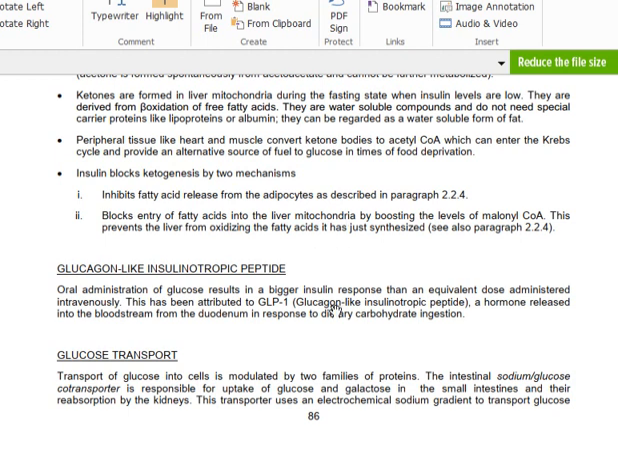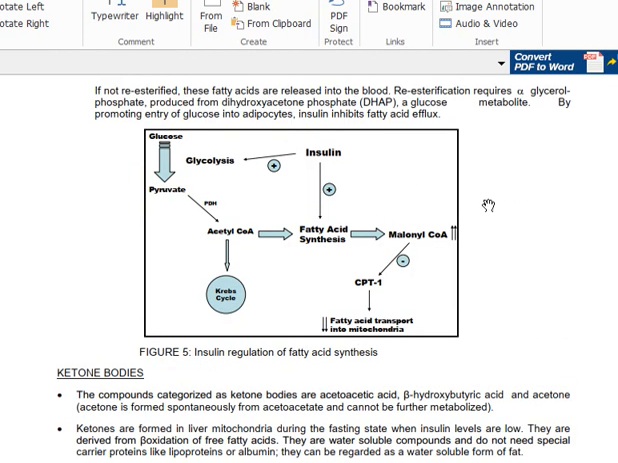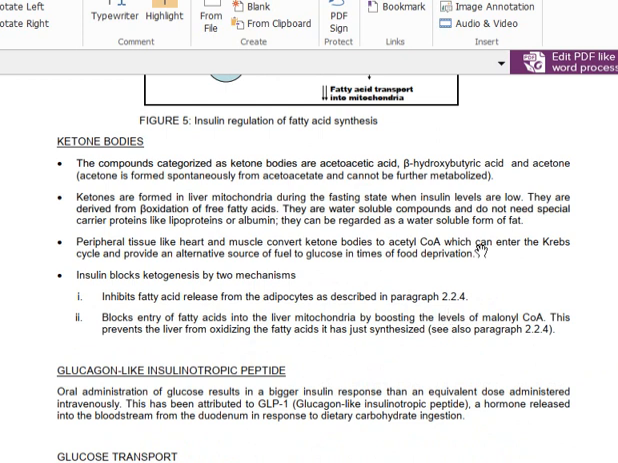Now the second method is that it's going to block the entry of fatty acid into the liver mitochondrion, which is going to boost the level of malonyl-CoA. Need to know that. So in this first step that we have seen, we have malonyl-CoA. When fatty acid is transported into the mitochondria, you have the conversion to ketone bodies. Is it clear? But if the fatty acids are not transported to the mitochondria, there is no conversion to the ketone bodies. Is it clear?